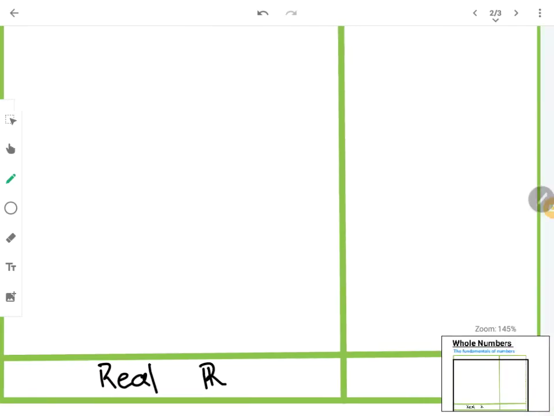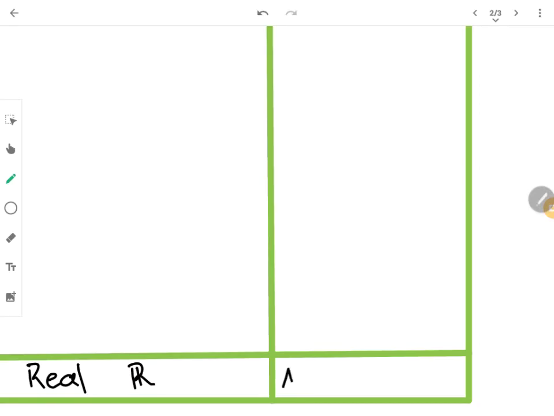And then the other one is the non-real numbers. And the symbol for that is also this R, but with an apostrophe. All right, so it means it's not real. It's non-real numbers. All right, so we have these 2 main categories.